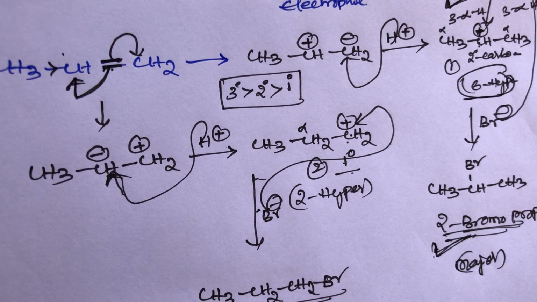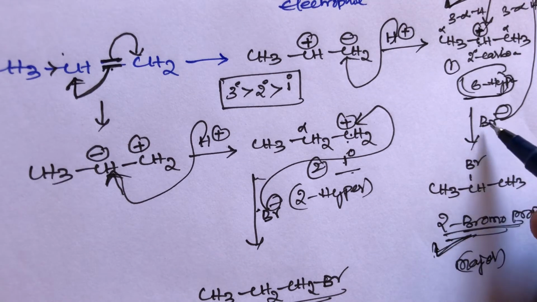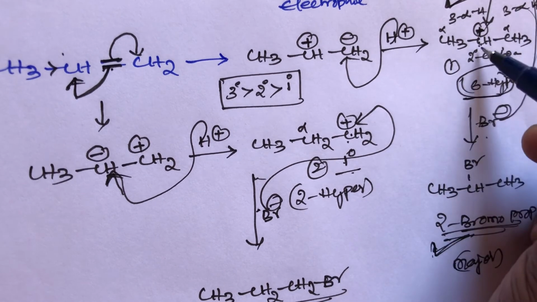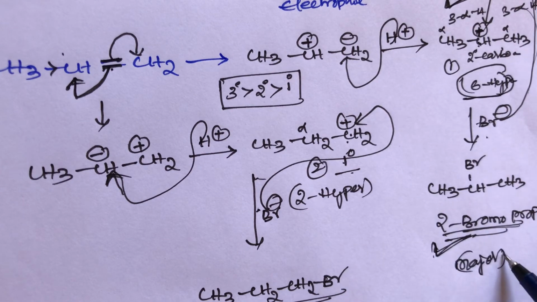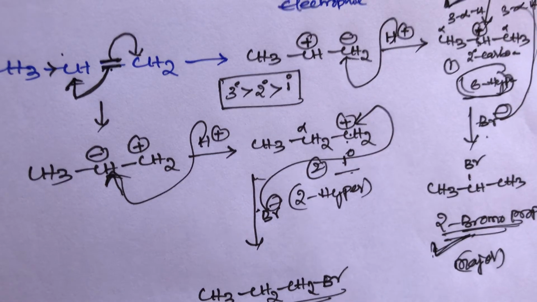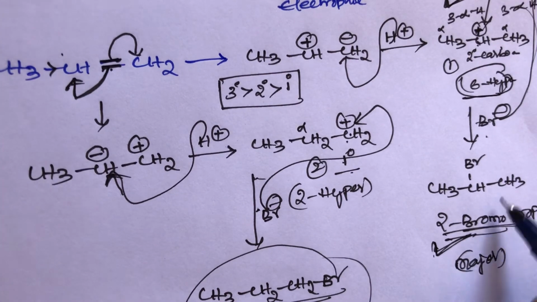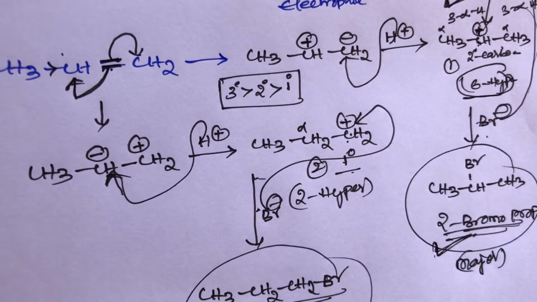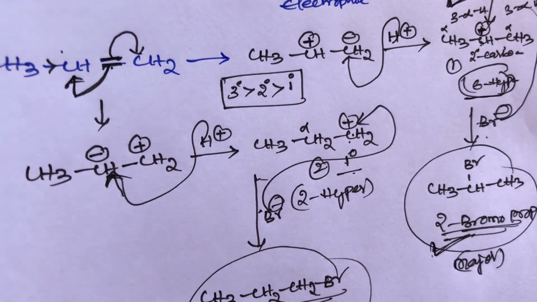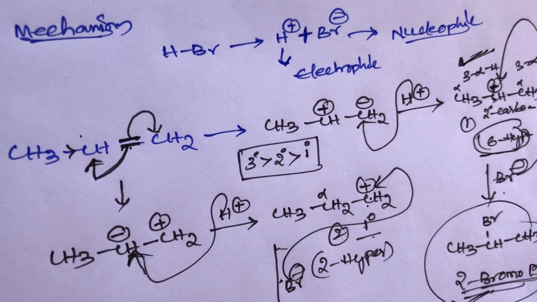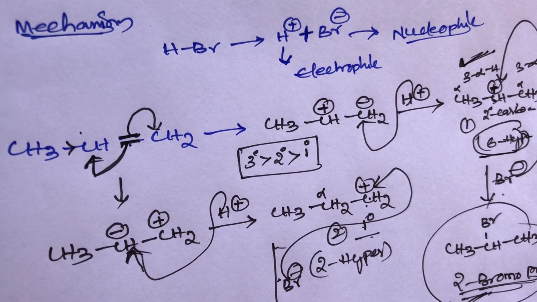So in the second step, the bromine will attack this positive side. We get 2-bromopropane, but the primary one gives 1-bromopropane, which is the minor product, and 2-bromopropane is the major product. This is the important mechanism of Markovnikov rule, students. Markovnikov rule generally undergoes an electrophilic addition reaction mechanism.